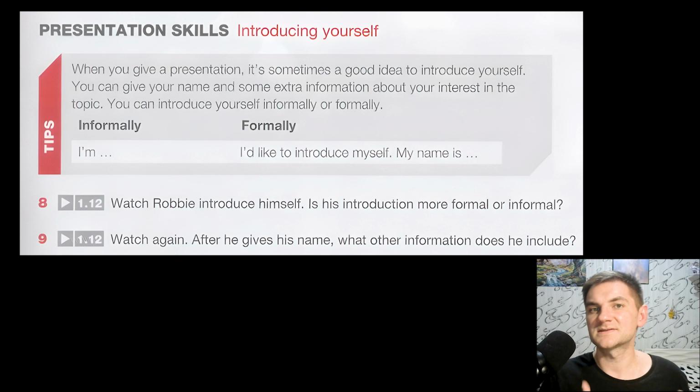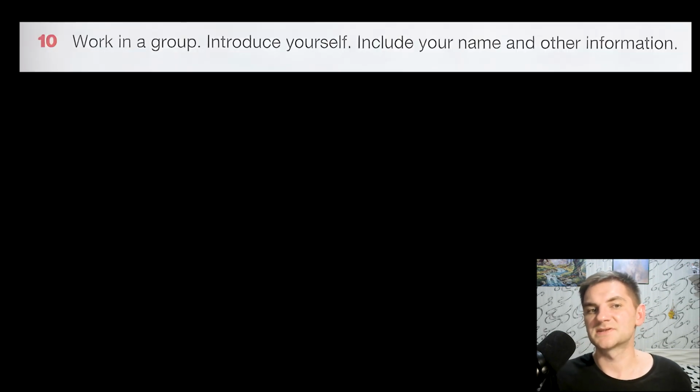The answer is quite simple. He includes his age and the instrument he plays. Something like that. Task number 10. Work in a group, but we don't have a group, so let's work with ourselves. Introduce yourself. Include your name and other information. By the way, it is a very good skill to practice. Try to say your name, age, and one thing you do.